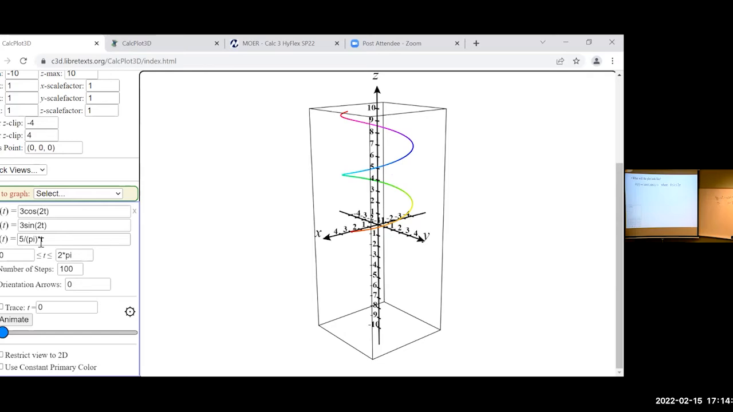So anytime you're doing a space curve, make sure you include your t interval because that's what's going to determine where it starts and where it ends. All right? Questions about that?